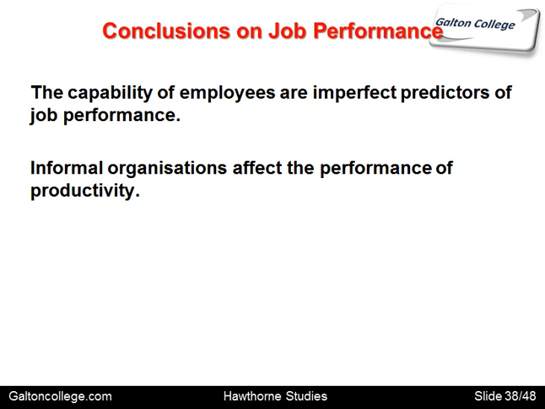Informal organisations affect the performance of productivity. Informal organisations are more flexible. They may be seen as more friendly. The line managers are more friendly to the workers, they're more supportive, and that may affect productivity. The workers respond by trying harder.